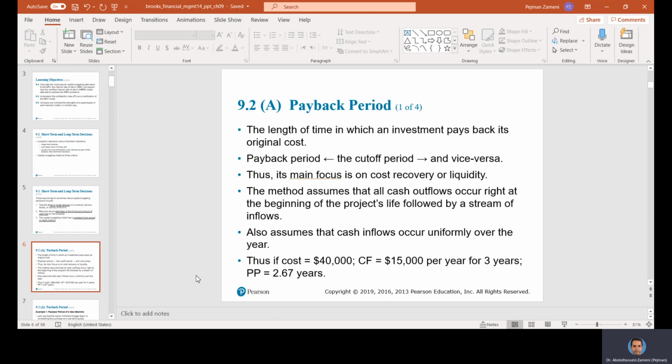The method assumes that all cash outflows occur right at the beginning of the project's life, followed by a stream of inflows. It also assumes that cash inflows occur uniformly over the year. Thus, if cost is equal to $40,000 and cash flow per year is $15,000 for 3 years, the payback period would be around 2.67 years. It's almost 3 years.